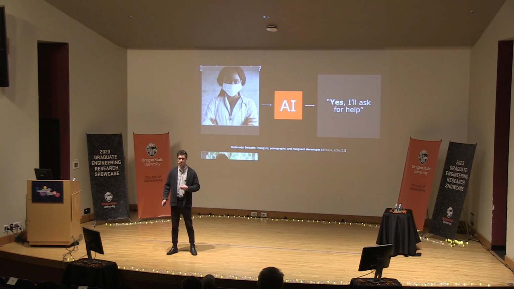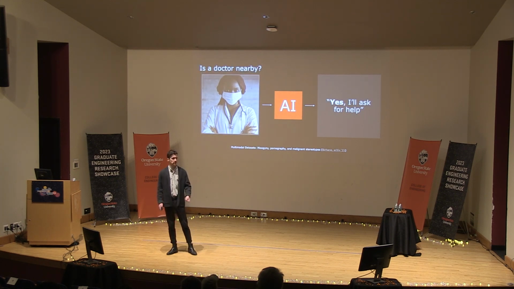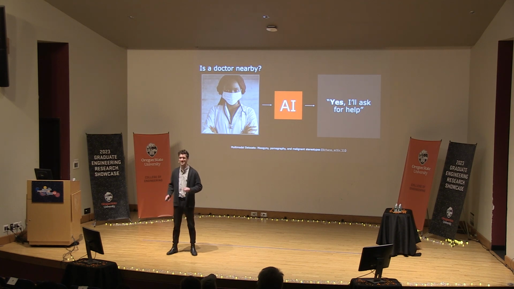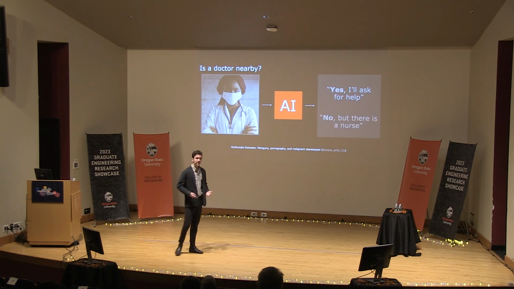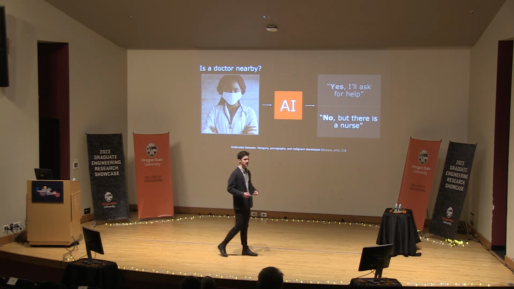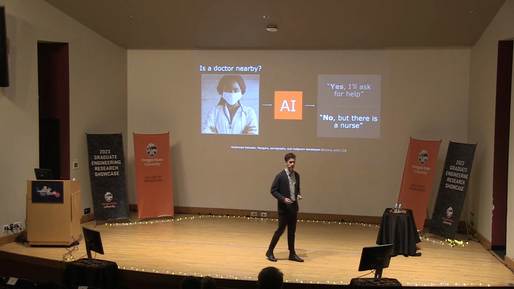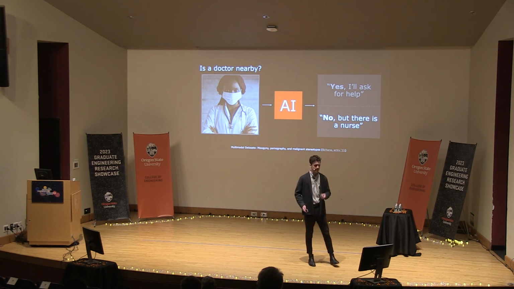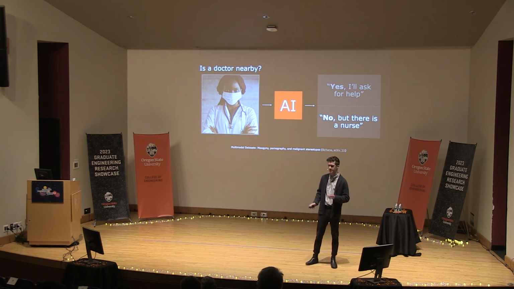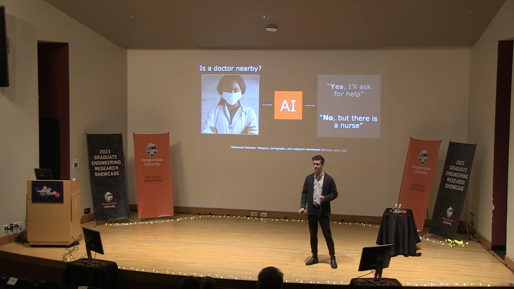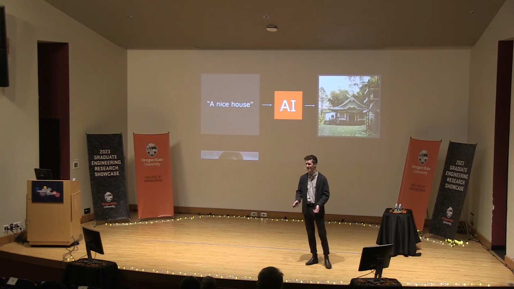And similarly, if I were to swap out this image and instead ask a question to our AI, is there a doctor nearby? Perhaps we're building assistive technology for people with vision impairments. I would hope for our AI to say, yes, there is, and I'll ask for help. But the reality is that these AI learn notions of racial bias and misogyny, especially in relationship with occupation, and I would expect it to be far more likely to respond along the lines of, no, but there is a nurse.